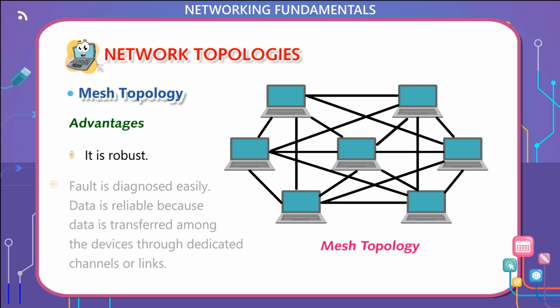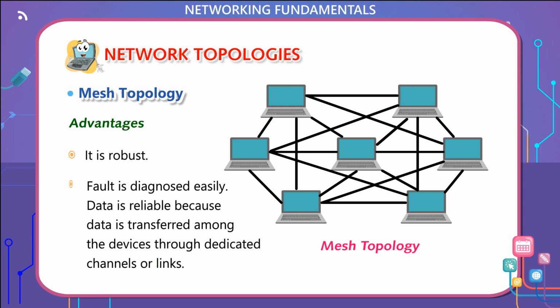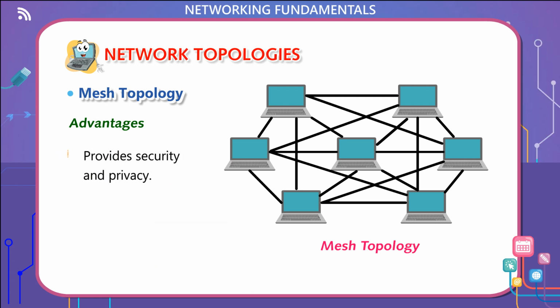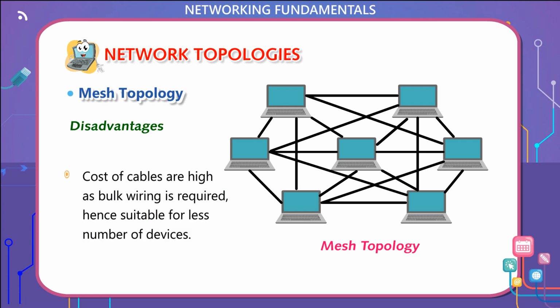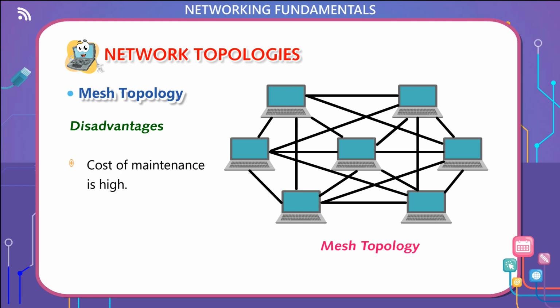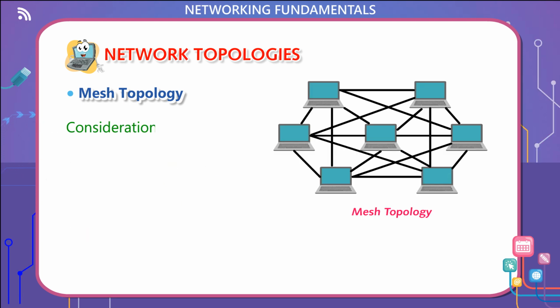Advantages: it is robust. Fault is diagnosed easily. Data is reliable because data is transferred among the devices through dedicated channels or links. Provides security and privacy. Disadvantages: installation and configuration is difficult. Cost of cables is high as bulk wiring is required, hence suitable for a small number of devices. Cost of maintenance is high.